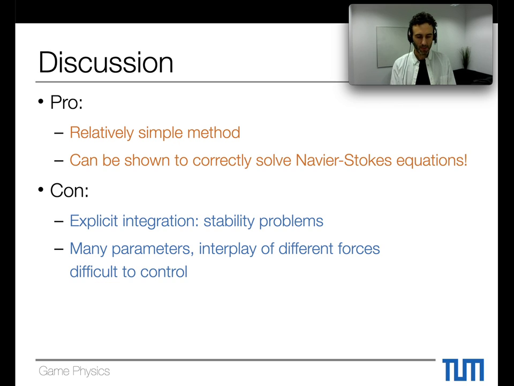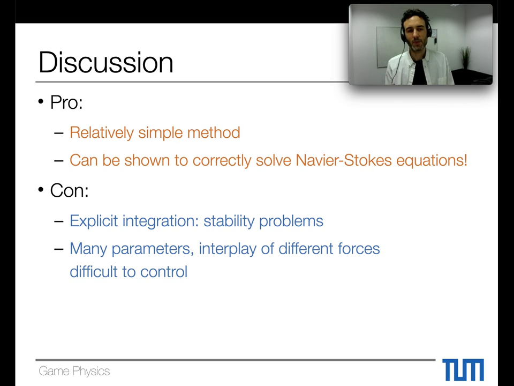Yeah, so let me discuss a few high-level properties of SPH. Nice point is definitely that it's a relatively simple method. The Navier-Stokes equations are really not that easy. They're a challenging model, and you can show that this SPH method in the limit correctly computes a solution for the Navier-Stokes equation. So in a way, that is a great property.